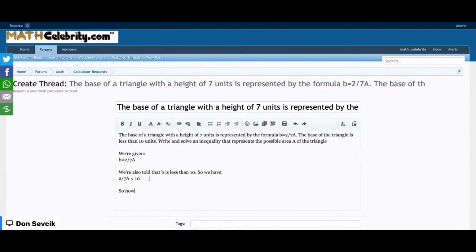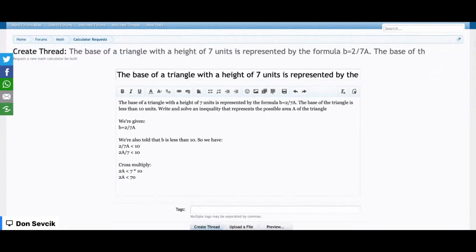Okay. So now, you can also write it as 2a over 7 less than 10. And I do this because we can cross multiply. 2a is less than 7 times 10. So when you have a proportion or a fraction like this, you can multiply denominator 1 times numerator 2 and numerator 1 times denominator 2. So we got 2a less than 7 times 10, 2a less than 70.